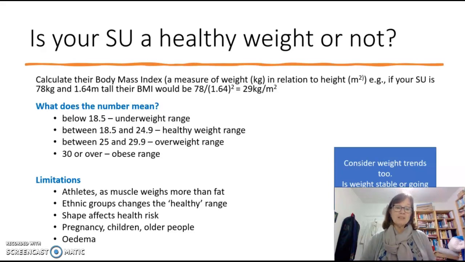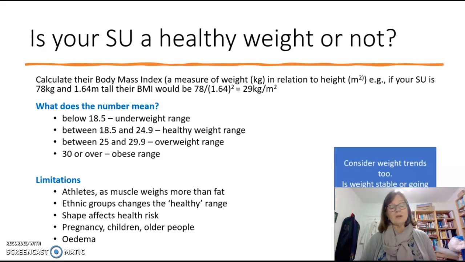So a body mass index is a measure of weight in relation to height. And it needs to be a weight in kilograms and a height in meters squared. Now, there's lots of ways you can do this online. So you can go and use body mass index calculators online. But if you're happier with a calculator, then this is quite a simple calculation.